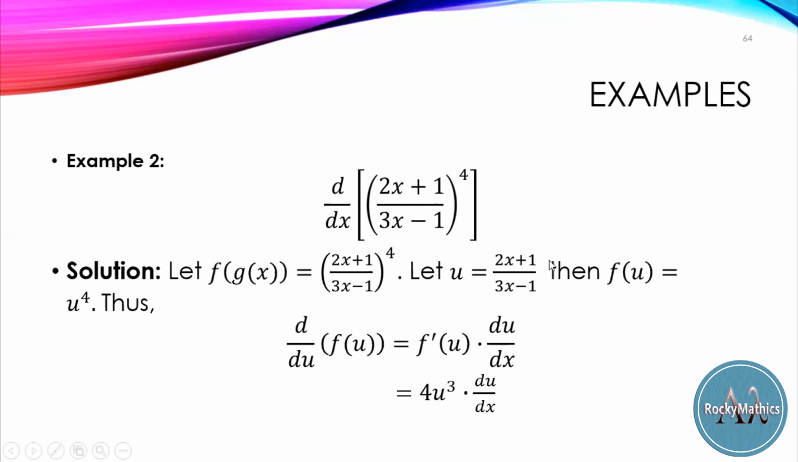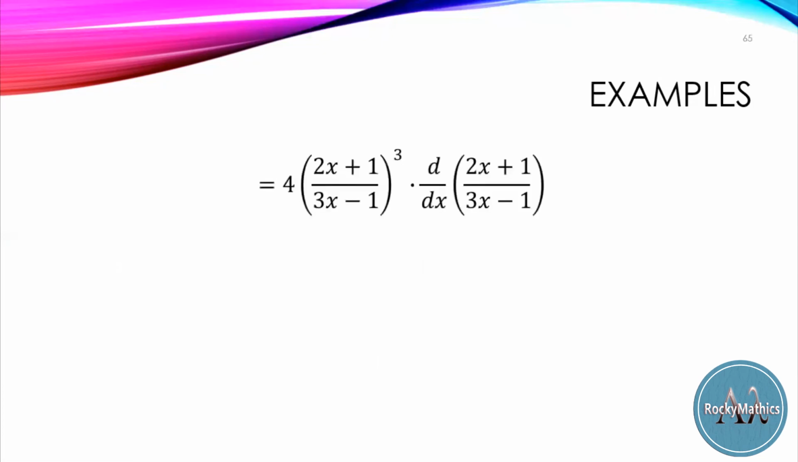So all we have to do is to find the derivative of u with respect to x here. So we solve first the du/dx. So what is du/dx? The du/dx can be obtained by getting the derivative of 2x plus 1 over 3x minus 1. As you can see here, by the way, we already substituted because we have 4u cubed and our u is 2x plus 1 over 3x minus 1. So we have 4u cubed times du/dx, which is the derivative of this.